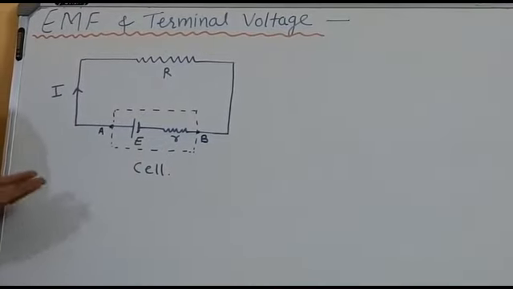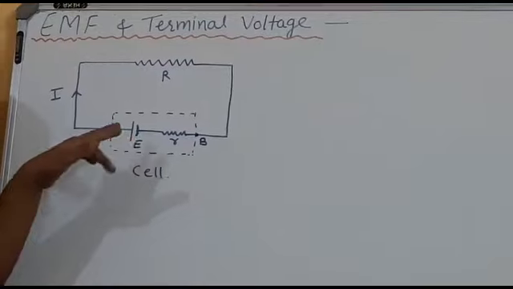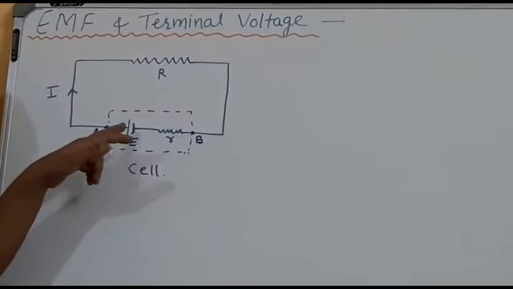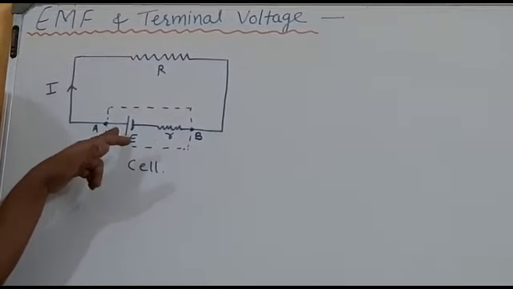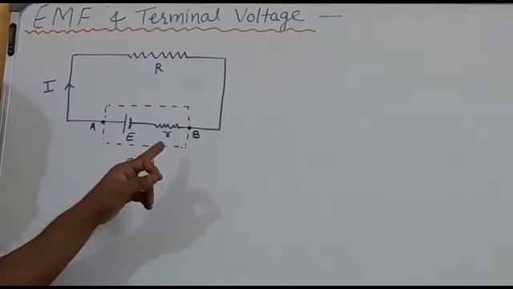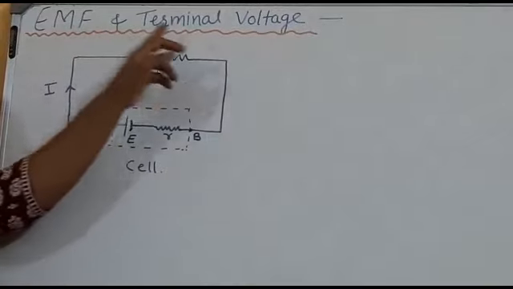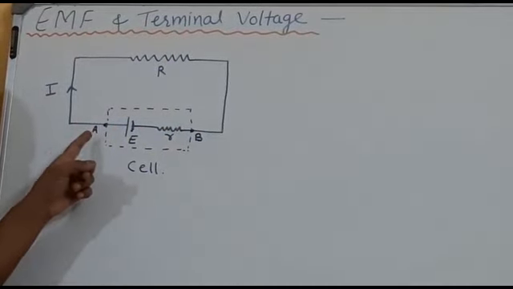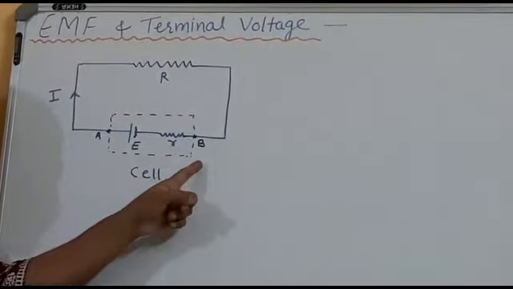So when you see inside the cell, the current flows from negative to positive, but outside it flows from positive to negative. So we always consider the outside one. It flows from A to B.